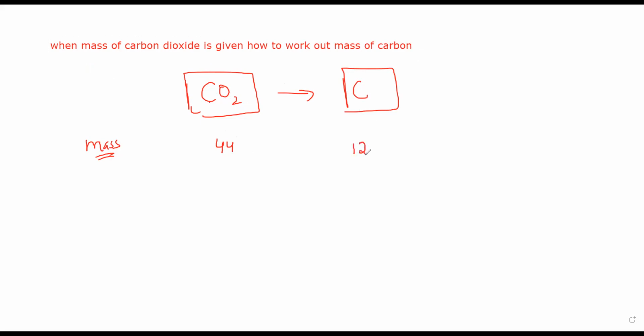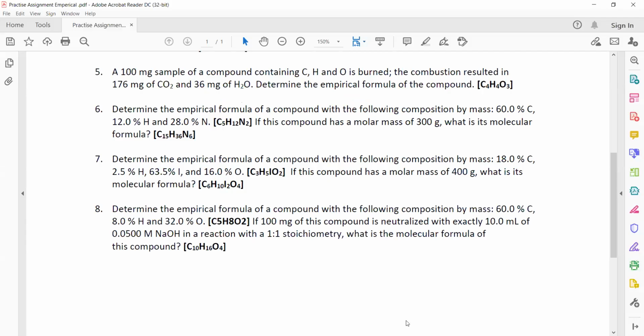The mass of the atom is 1, but the mass is 12. So this is the mass ratio: 44 grams of carbon dioxide give 12 grams of carbon. But in the question we have 176, not 76. In the question they mentioned 176 milligram of carbon dioxide.